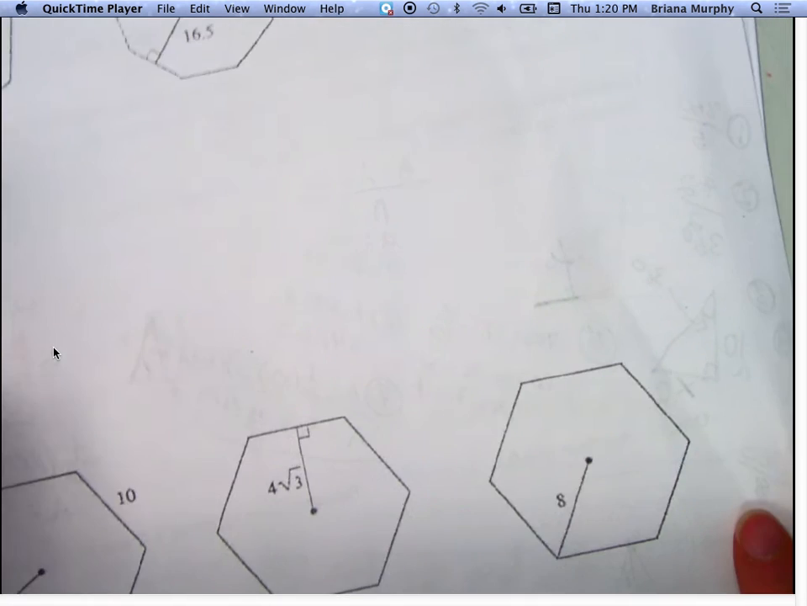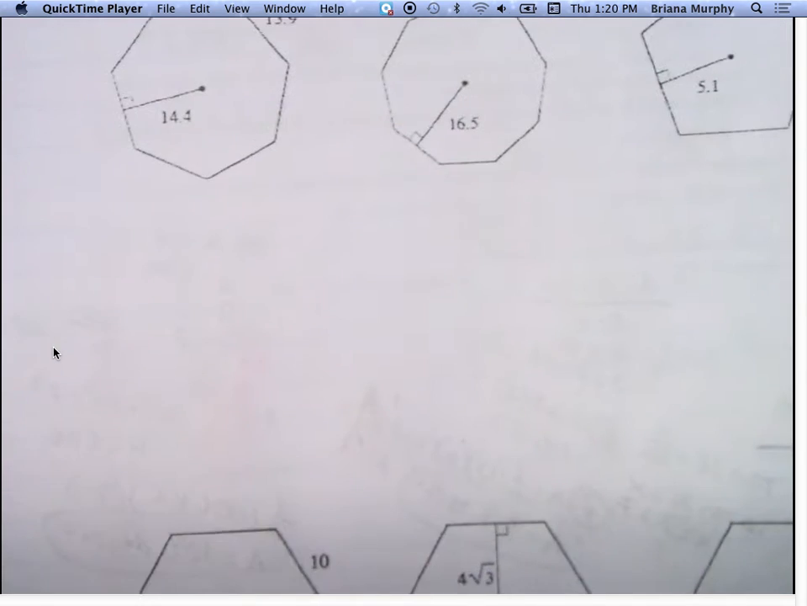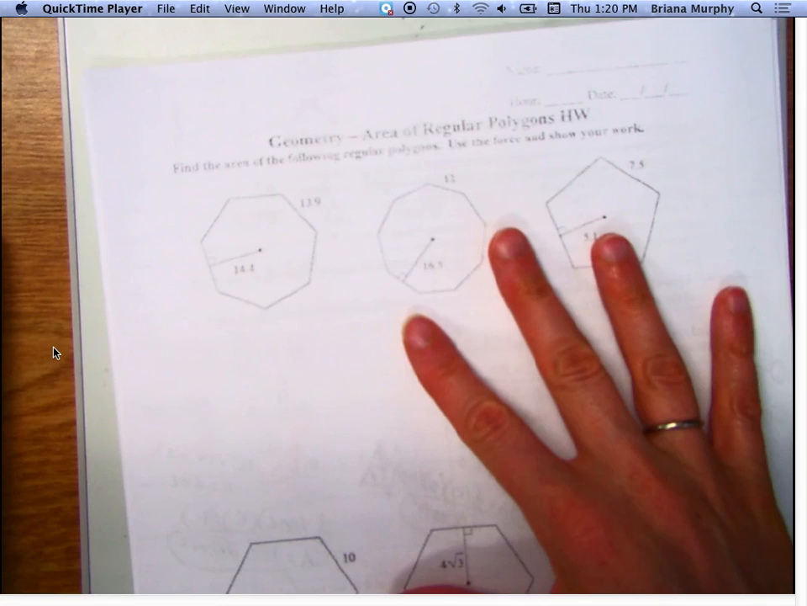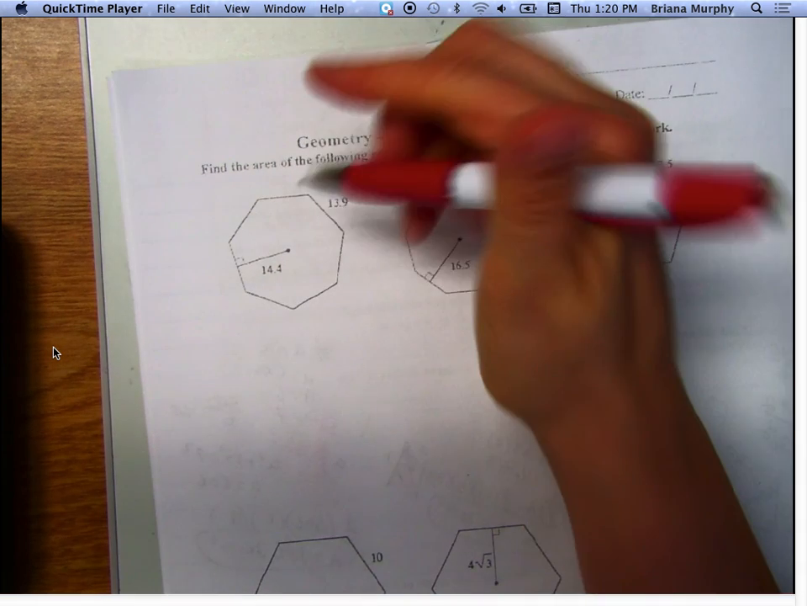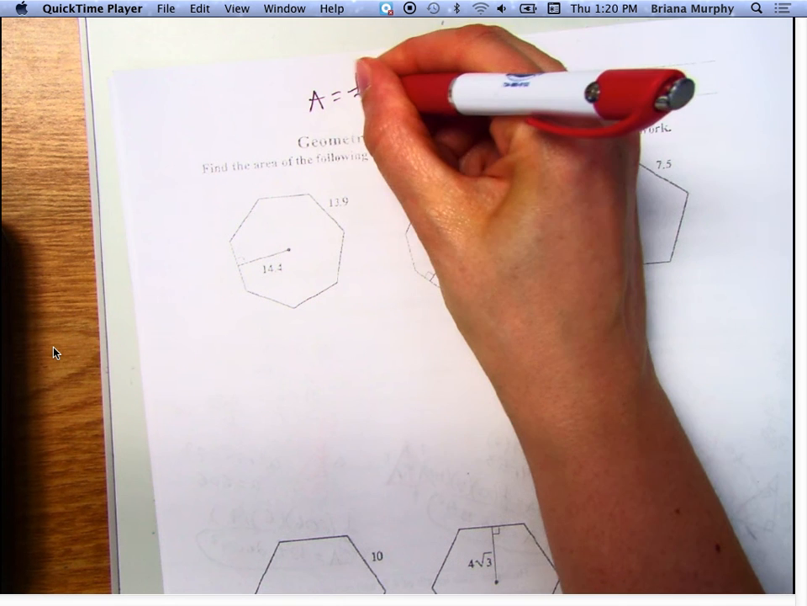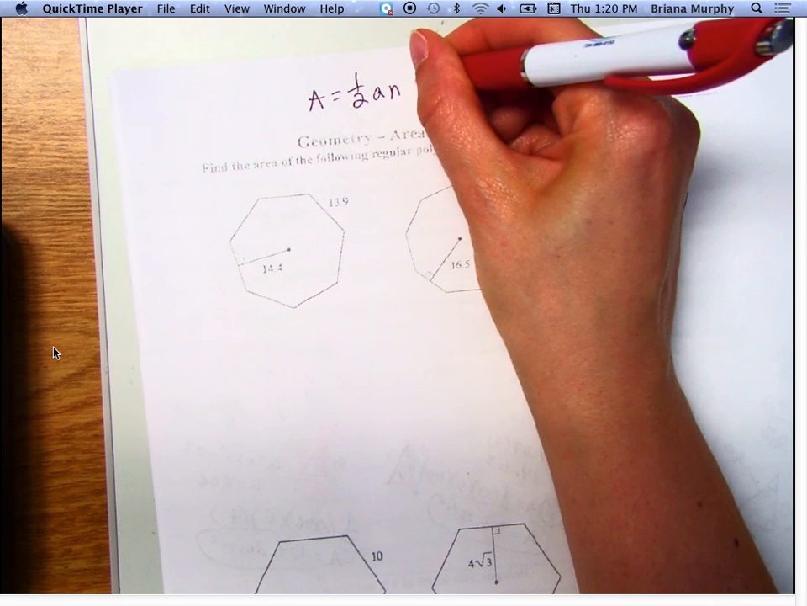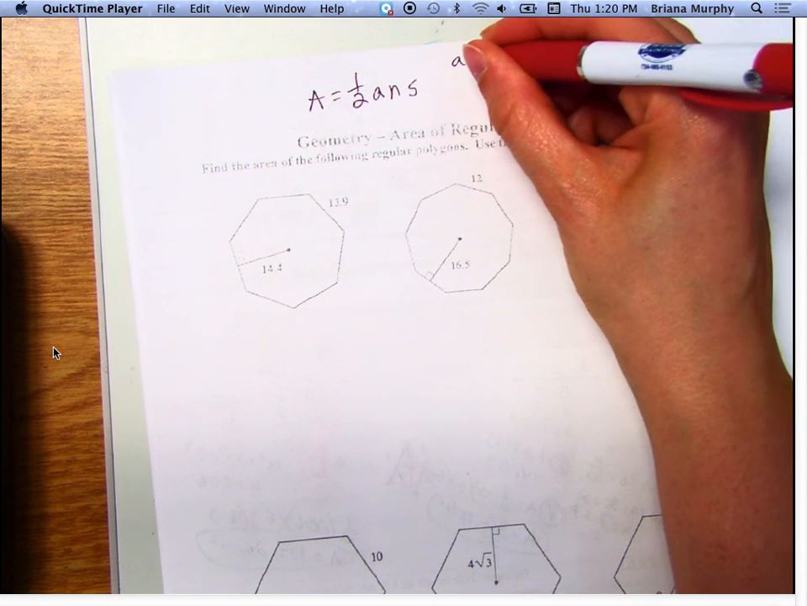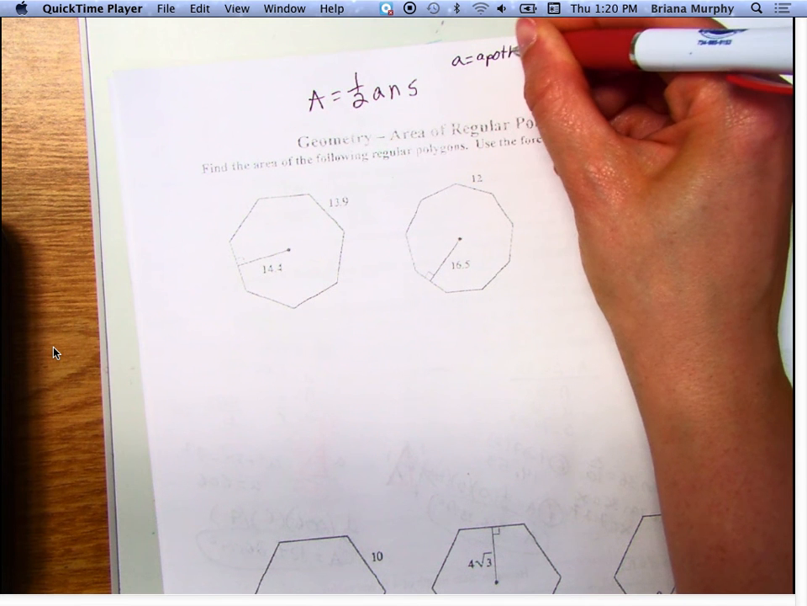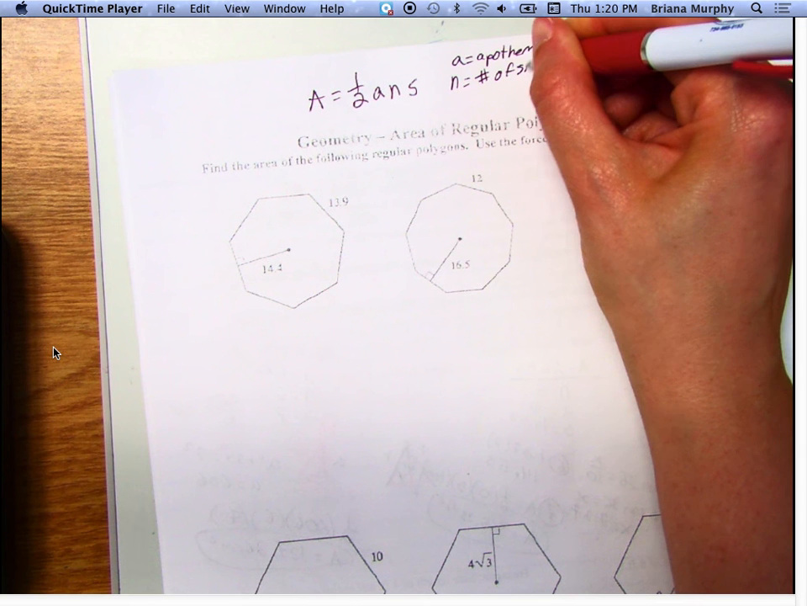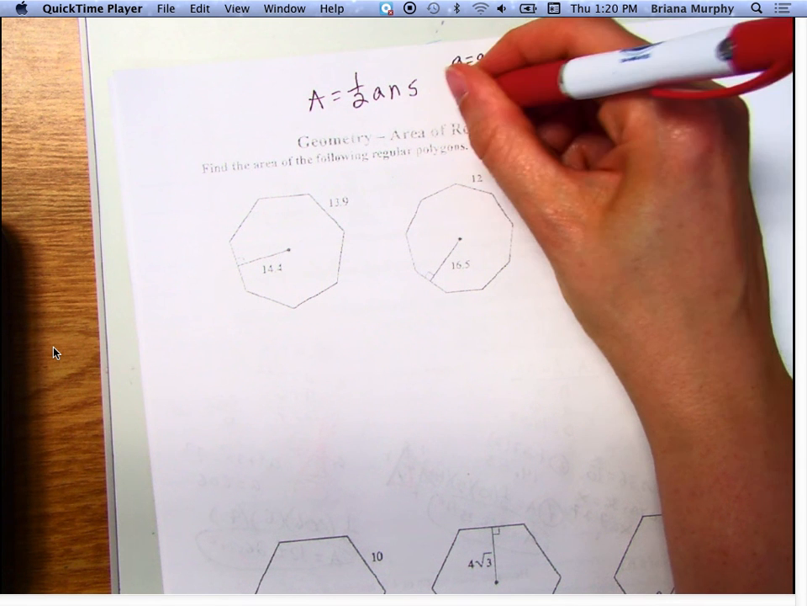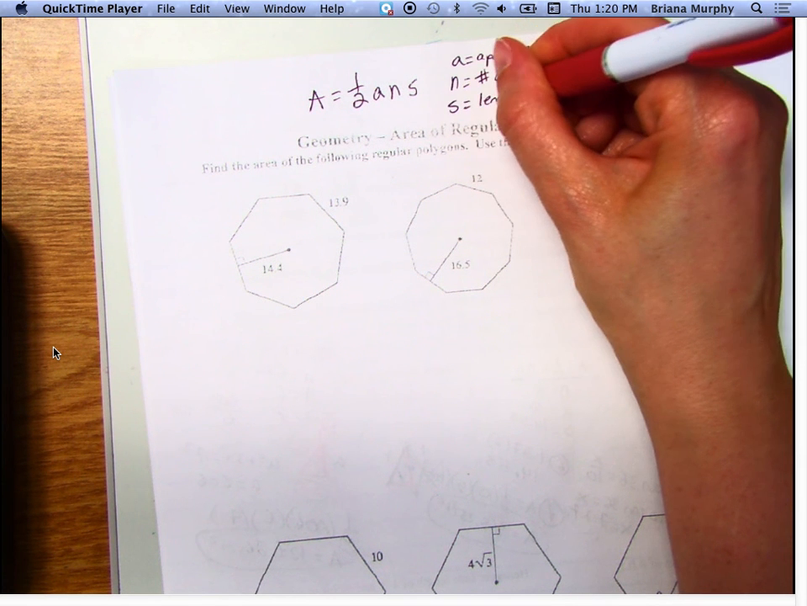I want to go over the back real quick, which is your homework. So I would write on the back right now, area equals 1/2 the apothem times n times s, and a equals apothem, n equals number of sides, and s equals length of one side.